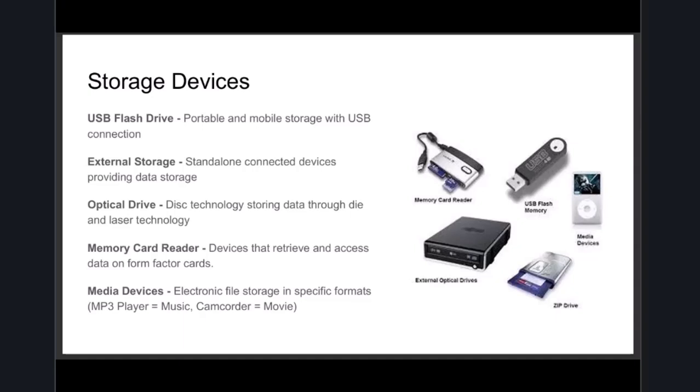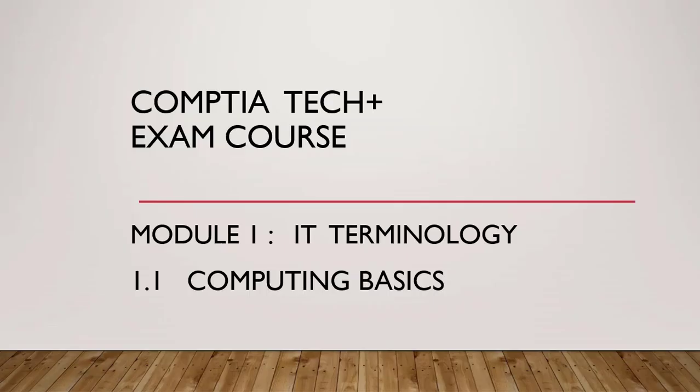Storage devices can also come in the form of memory cards, specific form factors that allow us to connect different types of memory form factors or sizes of cards inside of our computer to access all the data that is stored within that memory. We also can use storage devices with different types of electronic media. We can use storage devices such as MP3 players for audio storage, or digital cameras and camcorders for movie or video storage. That will conclude our discussion on Section 1.1, Computing Basics.